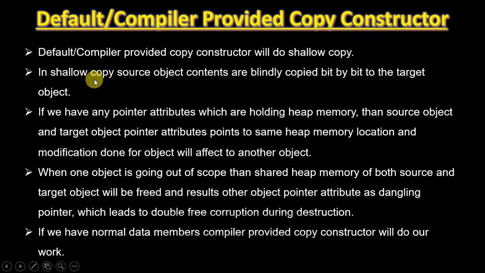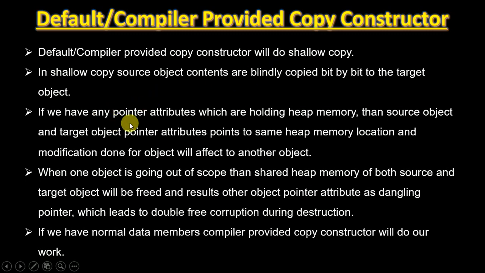So now let's discuss this. What is the problem with shallow copy? A default or compiler provided copy constructor will do shallow copy. In shallow copy, the source object's contents are blindly copied bit by bit to the target object. That is, from E1 whatever is there, that entire thing will be copied to E2. If it is an address, it will be copied. Whatever it is, it will copy directly.